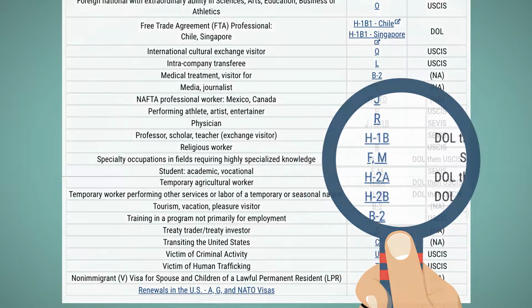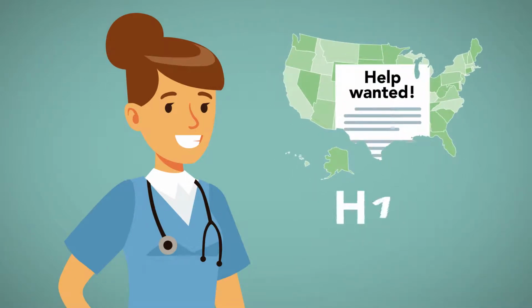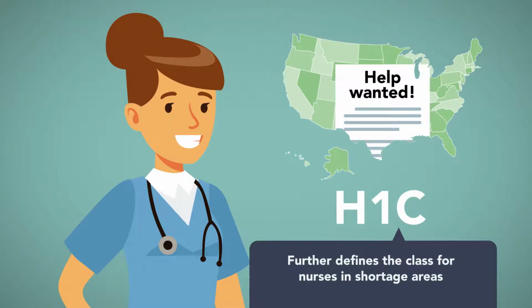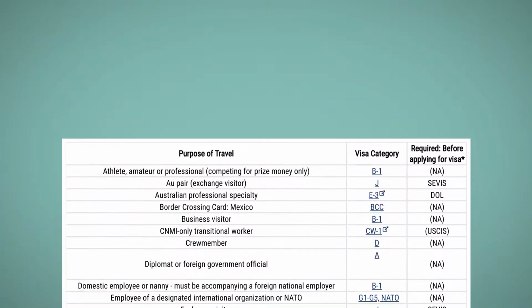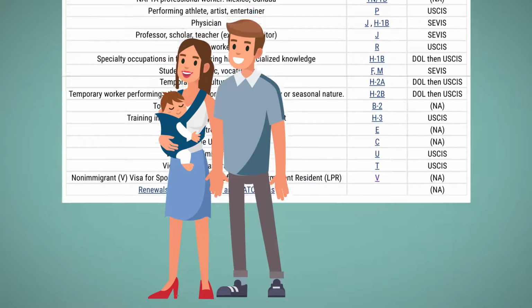For example, a nurse who works in an area in which the United States has a shortage would apply for an H-1C visa. H is the class of specialized foreign workers, and 1C further defines the class for nurses in shortage areas. Most non-immigrant visa classes include subclasses for immediate family members, spouses, and children of the visa applicant.